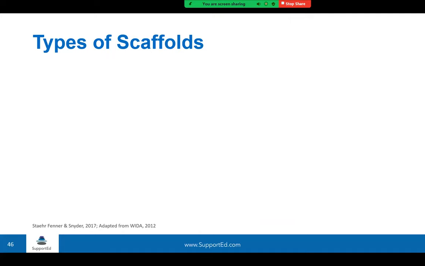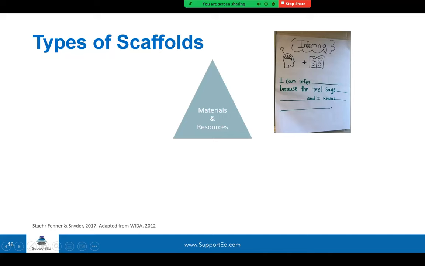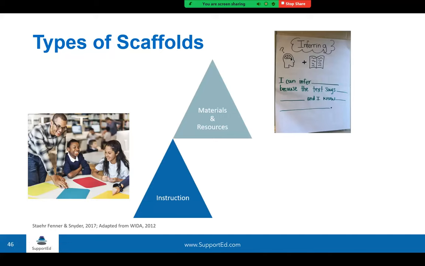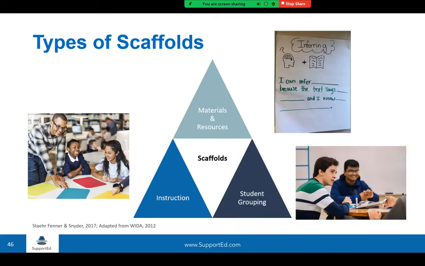So in terms of scaffolds, based on the work of the WIDA Consortium, we've grouped scaffolds into three categories: materials and resources, instruction or instructional practices, and then student groupings. And again, it's important to note that depending on the task or the language proficiency, SLIFE may need more than one scaffold in each of the three categories, and might need greater support, using the same one across multiple categories and across multiple content areas. And yes, Robin, the classroom teachers are going to need extra support when they don't have those extra materials.